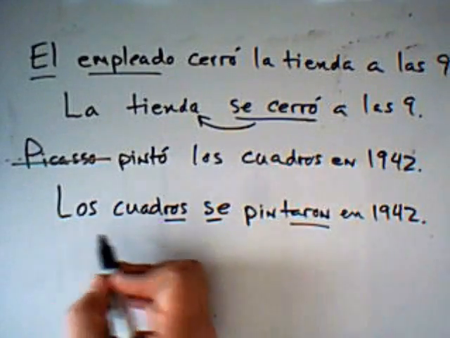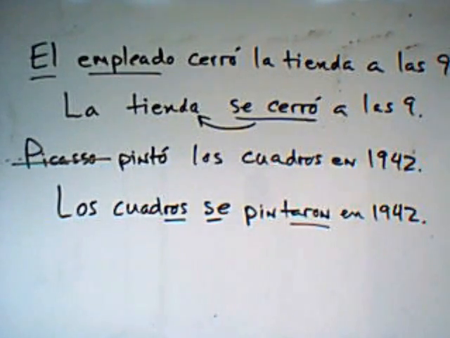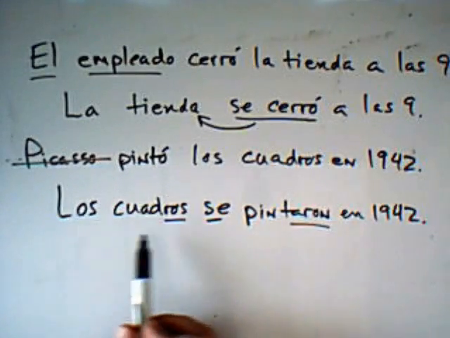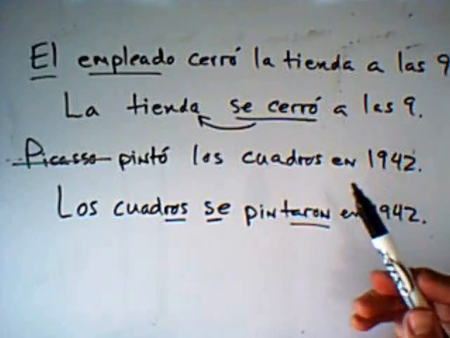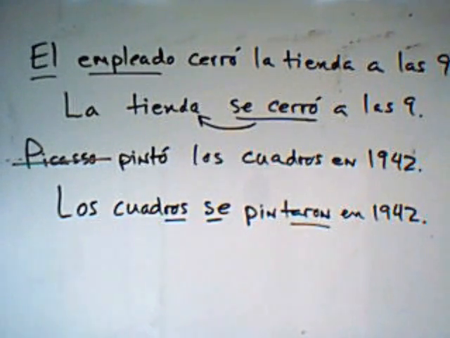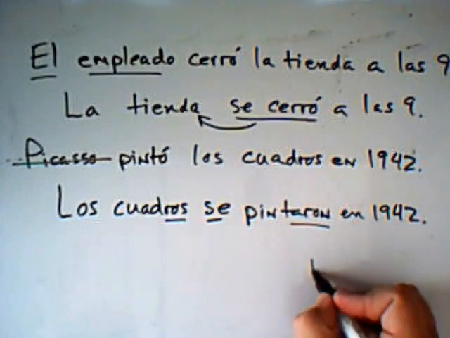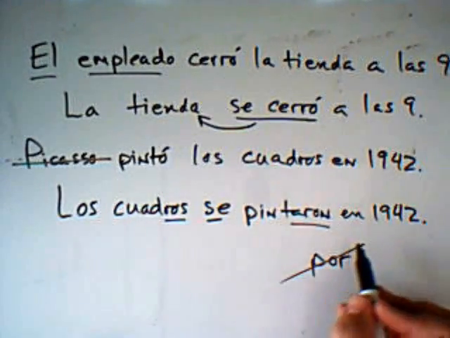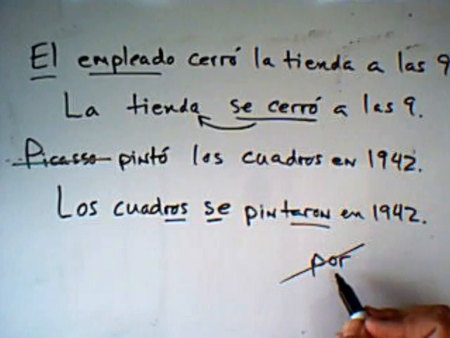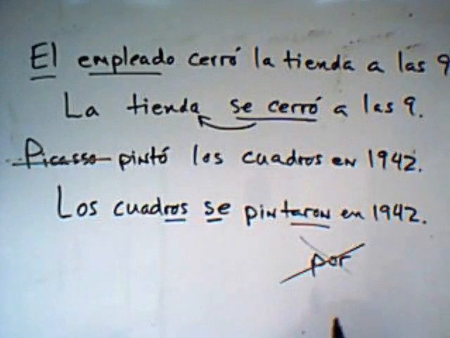Okay, now again, this could be used, we could express this using the passive with ser in the past participle, right? Los cuadros fueron pintados, or la tienda fue cerrada. It's just a stylistic choice. The important thing is, in both the ser and the se passive, our verb has to agree with the new subject. And when you use the se passive, you can't use por. Okay? It would sound horrible to say los cuadros se pintaron en 1942 por. Right? If you want to name the agent, stick with the ser passive.